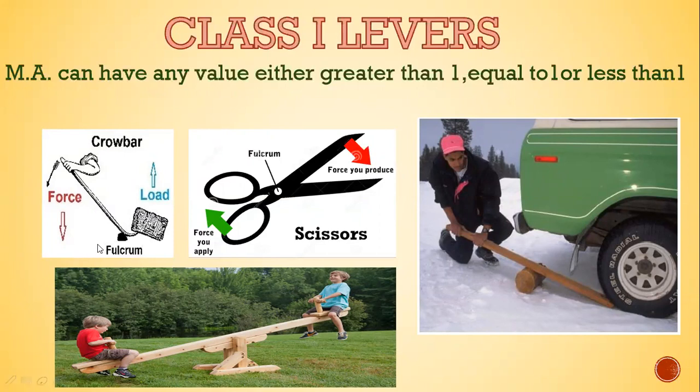Just see, for a crowbar, the fulcrum is very near to the load, whereas the effort applied is at a distance. So here we can see that the effort applied is at a larger distance from the fulcrum. This distance between the effort and the fulcrum is called the effort arm. The distance between the fulcrum and the load is called the load arm.